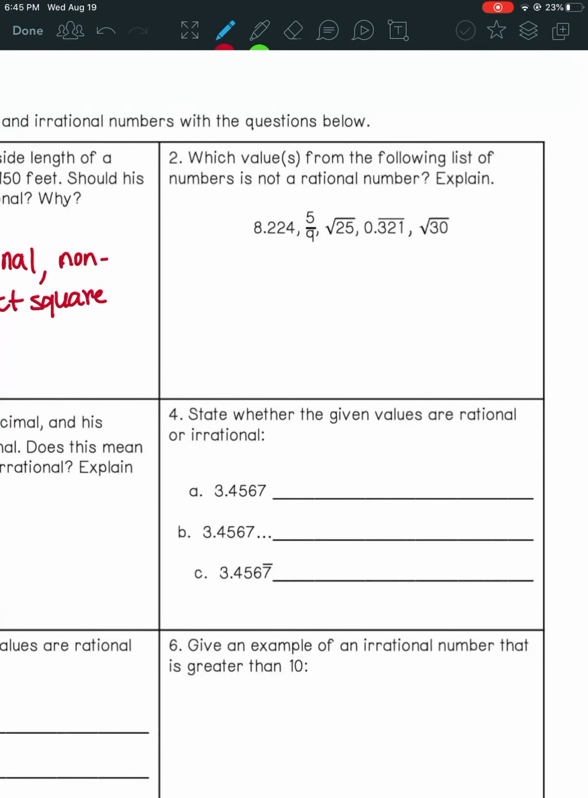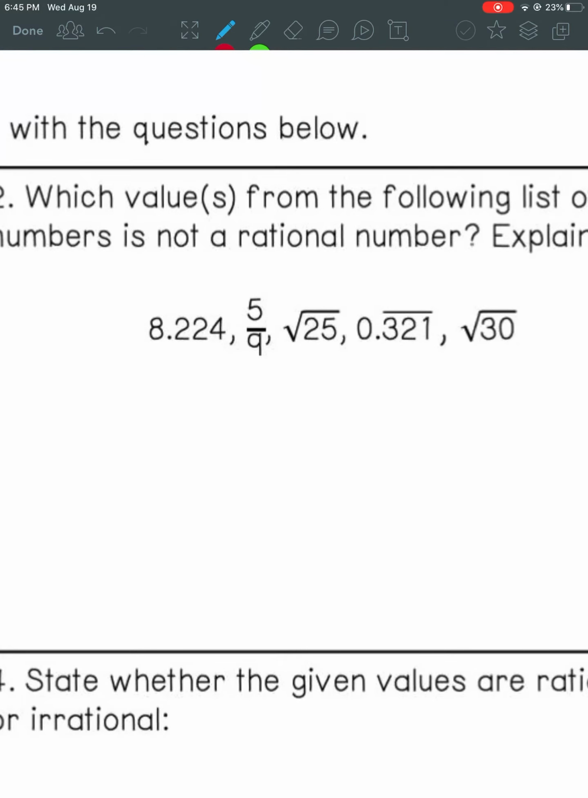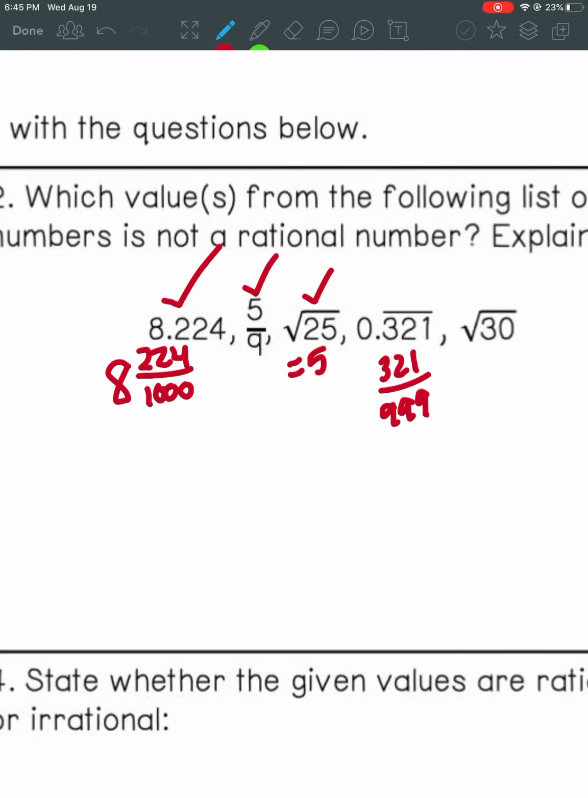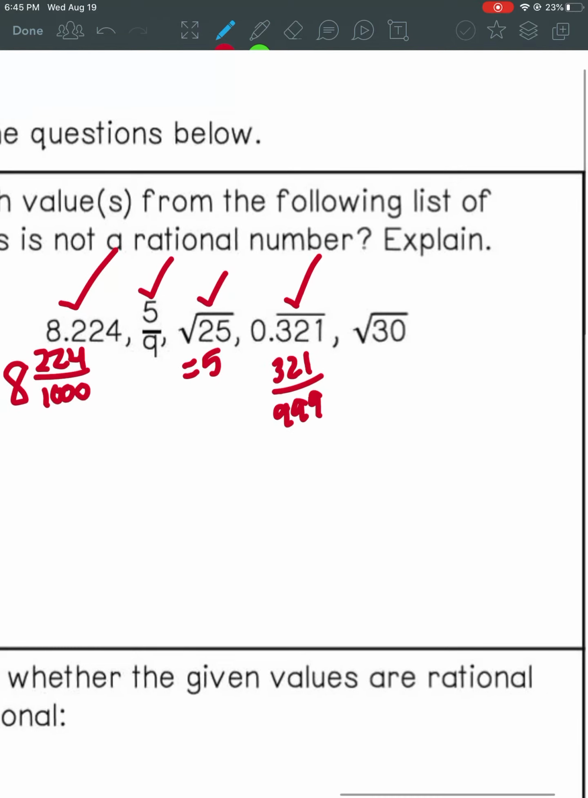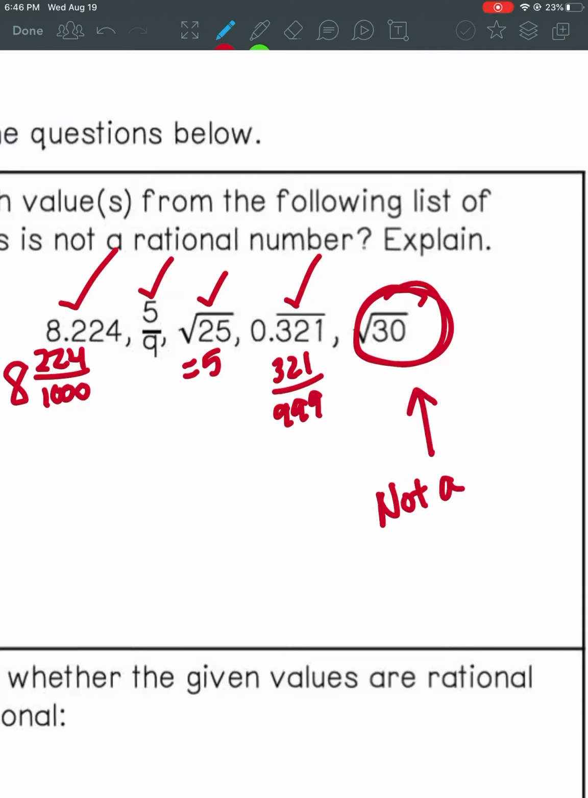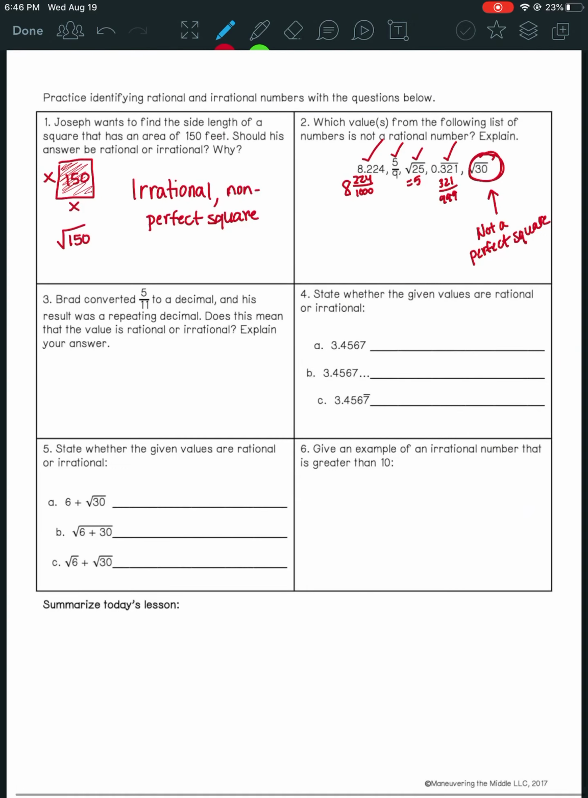All right, next example, which value from the following list of numbers is not a rational number? Well, this terminates, so that one we could write as 8 and 224 thousandths, so that is rational. Fraction already, 5/9, so we're good there. The square root of 25 is 5, so that is rational. A repeating decimal, we can write that as 321 over 999, so that's rational. And then square root of 30 is not a perfect square, so that one is not a rational number, and that's because it is not a perfect square.